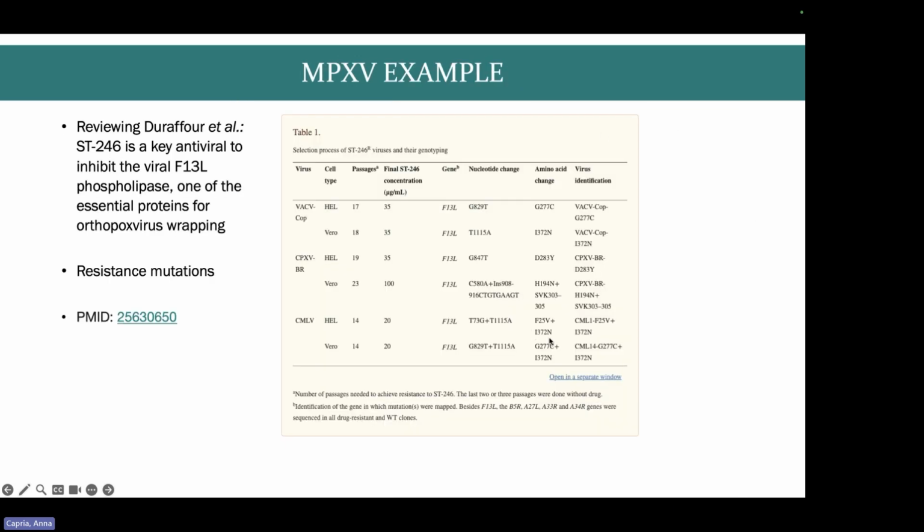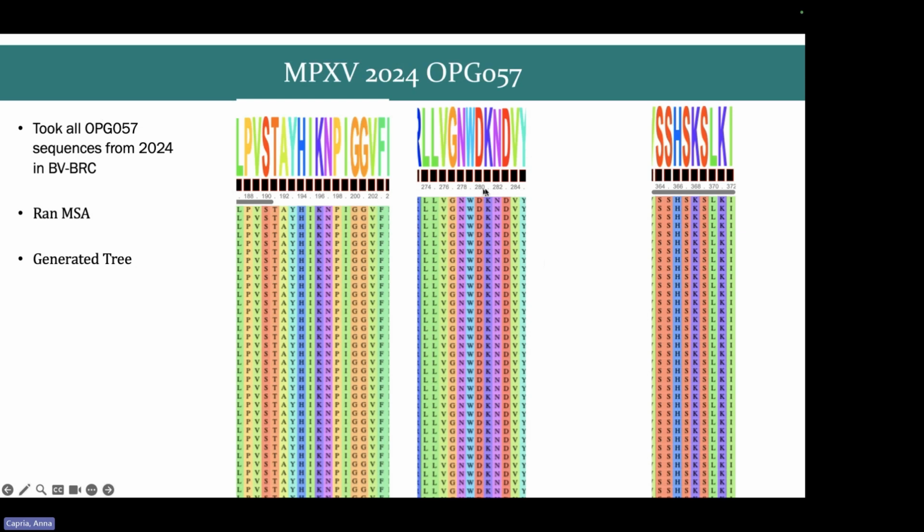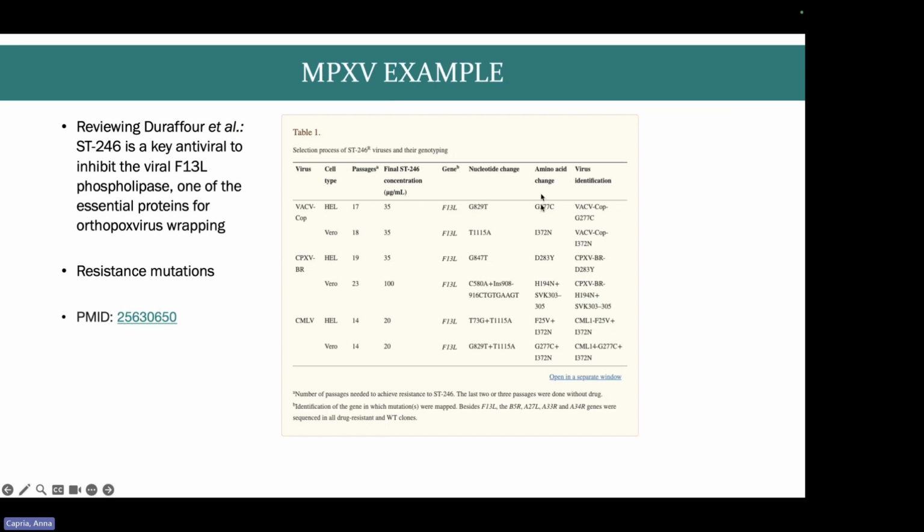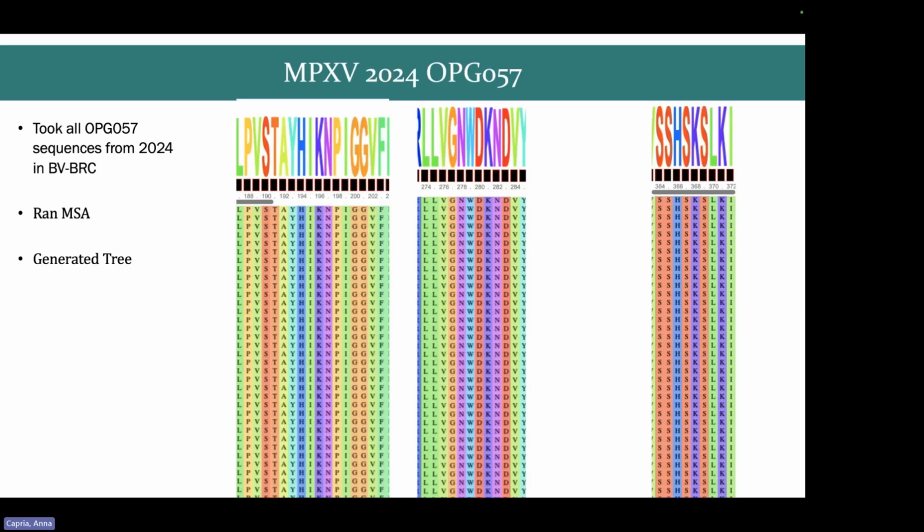I pulled out some of the positions just so that we could look at those. So for D283, here we can see D283 is completely conserved across this data set, and the same was seen across all of those variants that were associated with resistance across the orthopox viruses. So you can see that there really haven't been any changes in these key amino acids.